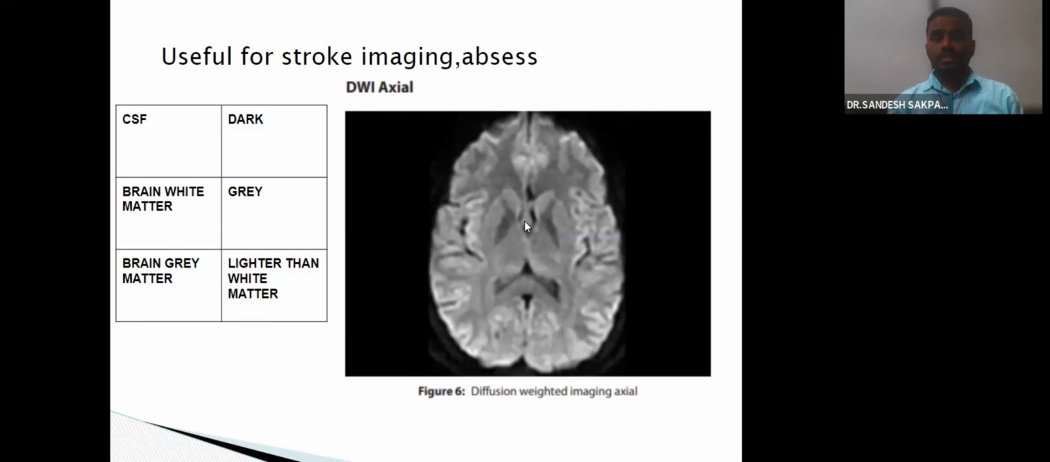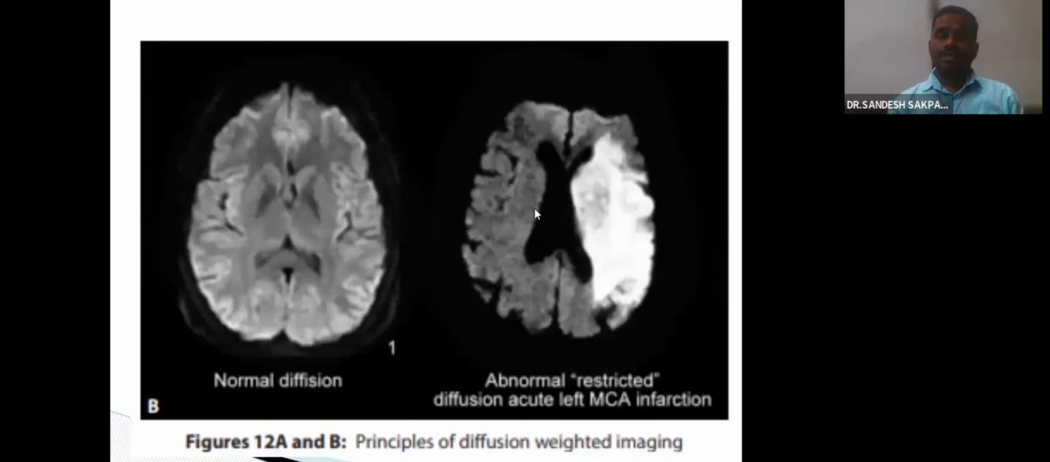So the CSF will look dark and the brain white matter will look gray, and the gray matter will look lighter than the white matter. Brain gray matter will be lighter than the white matter, and white matter will be gray. White matter is gray and gray matter will be lighter than the white matter, and fluid, the CSF, will be dark. And you can see the brain image is highlighted.